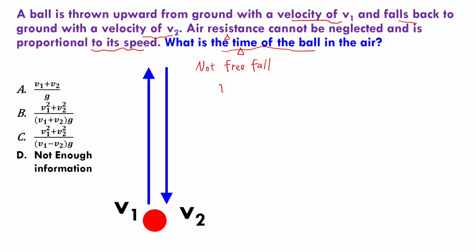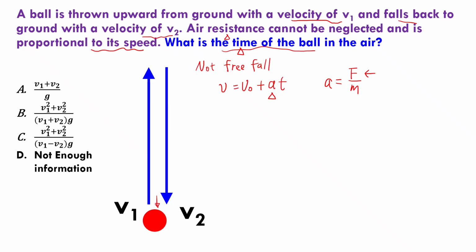Maybe we think we can use kinematics to solve this question. We know the final velocity equals the initial velocity plus at. But the problem for this question is the acceleration is not a constant. So how do we find the acceleration? We know the acceleration equals force divided by mass. And in order to know the force, we can do the free body diagram on the ball.